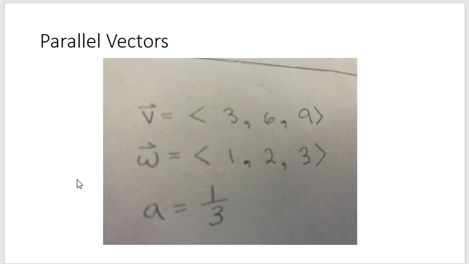Okay, so parallel vectors. If vector w or vector v is a scalar multiple of the other, then they are parallel vectors. So 3 divided by 3 is 1, 6 divided by 3 is 2, 9 divided by 3 is 3. Your a is 1/3. These are parallel. But say the 6 became a 4. Then they are not parallel because 3 divided by 3 is 1, 4 divided by 3 is not 2, but 9 divided by 3 is 3. So they're not parallel. Easy enough, right?